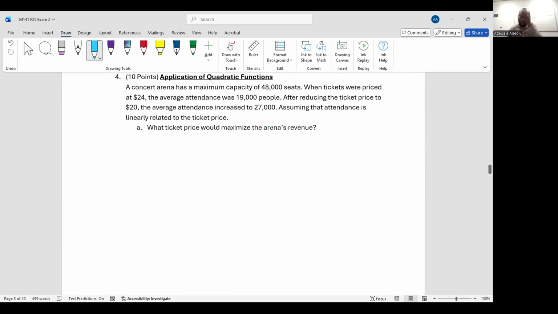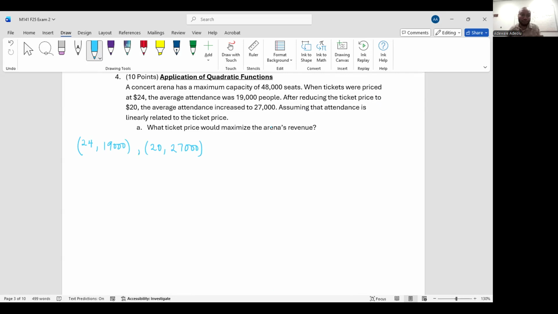Let us move on to this problem. I believe we had a problem like this in class, and this is similar to problem 1 in a way. We have that when the price is $24, we have 19,000 people attending the concerts. And when it is $20, then that increases to 27,000.